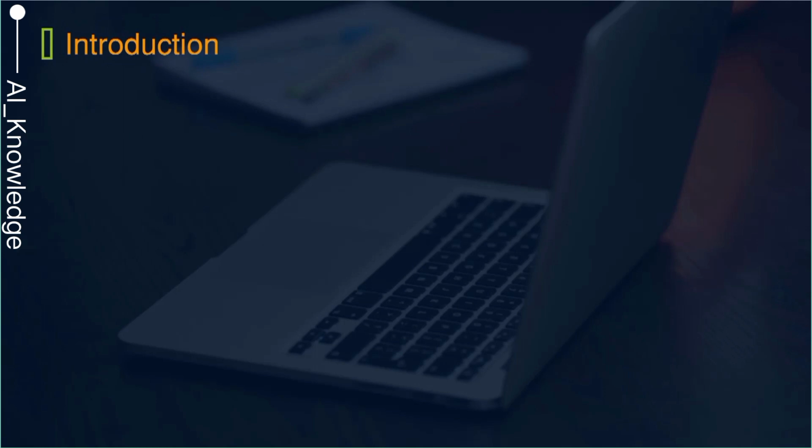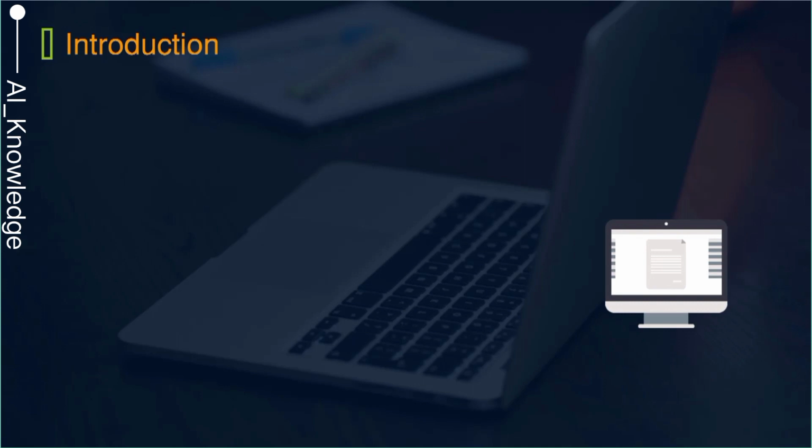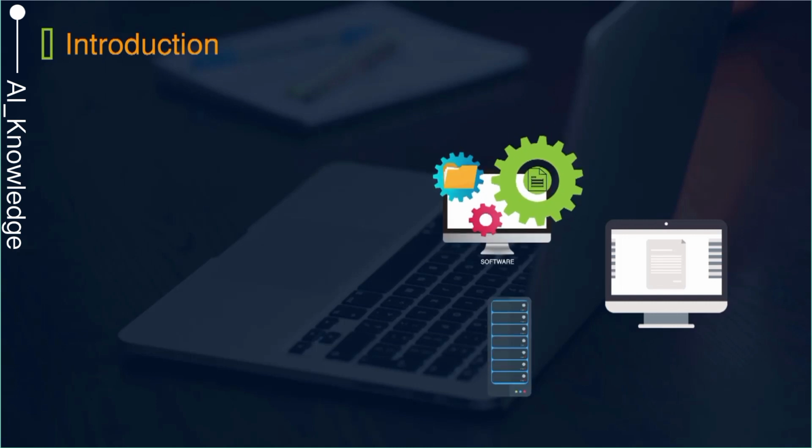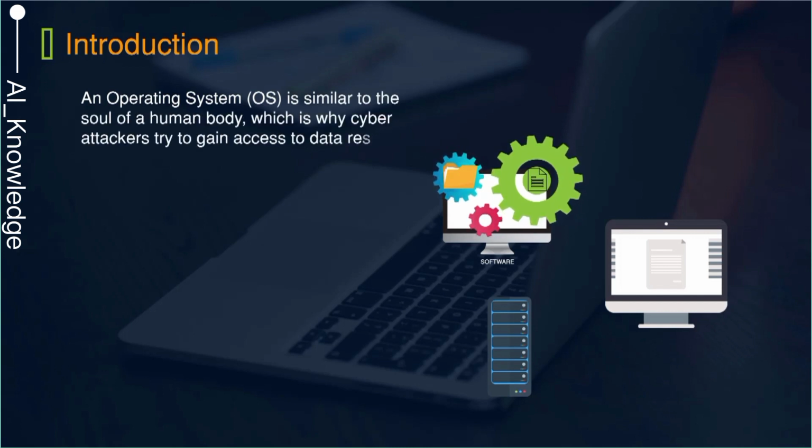Before we begin the video, let us recap the important function of an operating system, OS. It is a type of system software that controls the general operations of a computing device as well as manages hardware and software installed on the device. An OS in a computer is like the soul in the human body, and hackers always try to hack the OS to gain access to data.